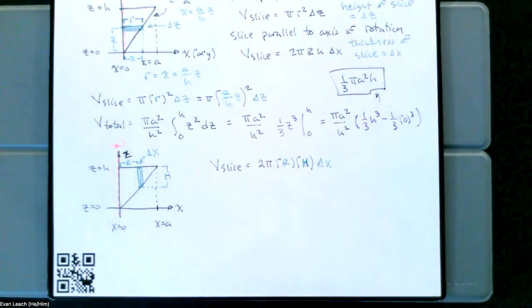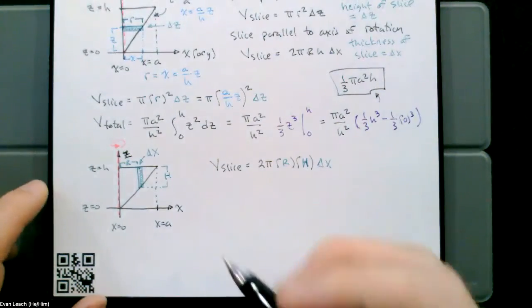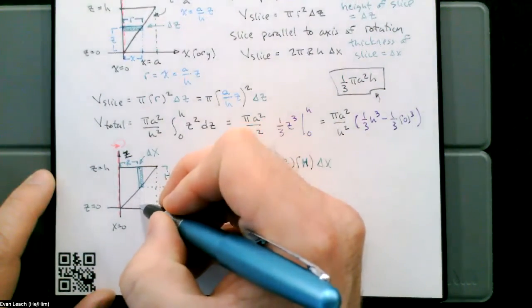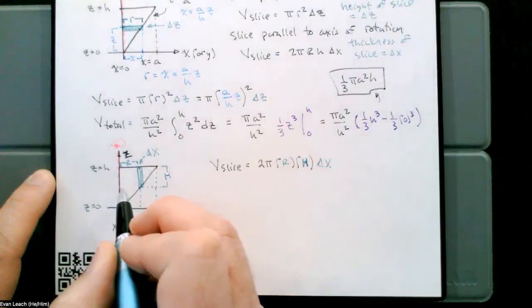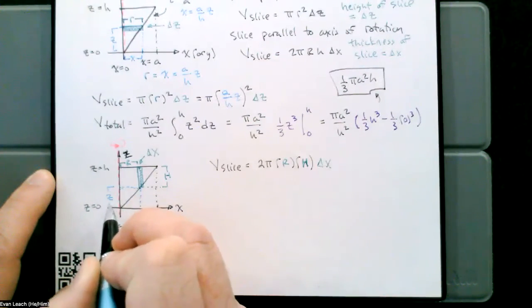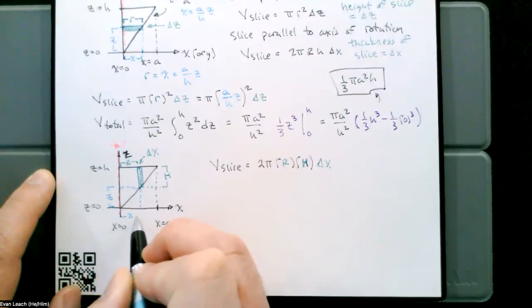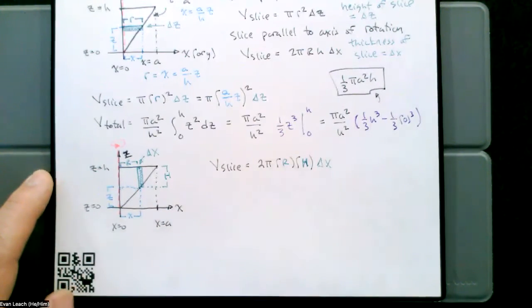I need to write R and H both in terms of X. I might need to make a stop in Z. So I'm going to go to my slice and I'm going to label where X is and where Z is. Z is from the origin to the bottom of the slice, and X is going to be from the origin to the slice, horizontally.